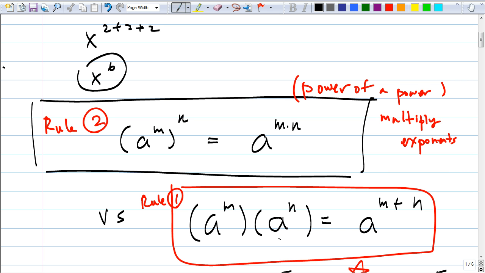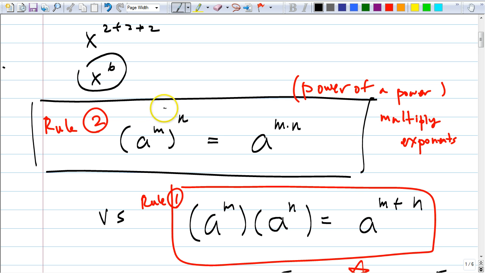For rule 1, there's distance between the exponents m and n. So m and n are sort of far away because they both have the same base like this. In rule 2, m and n are right next to each other. The exponents are right next to each other.